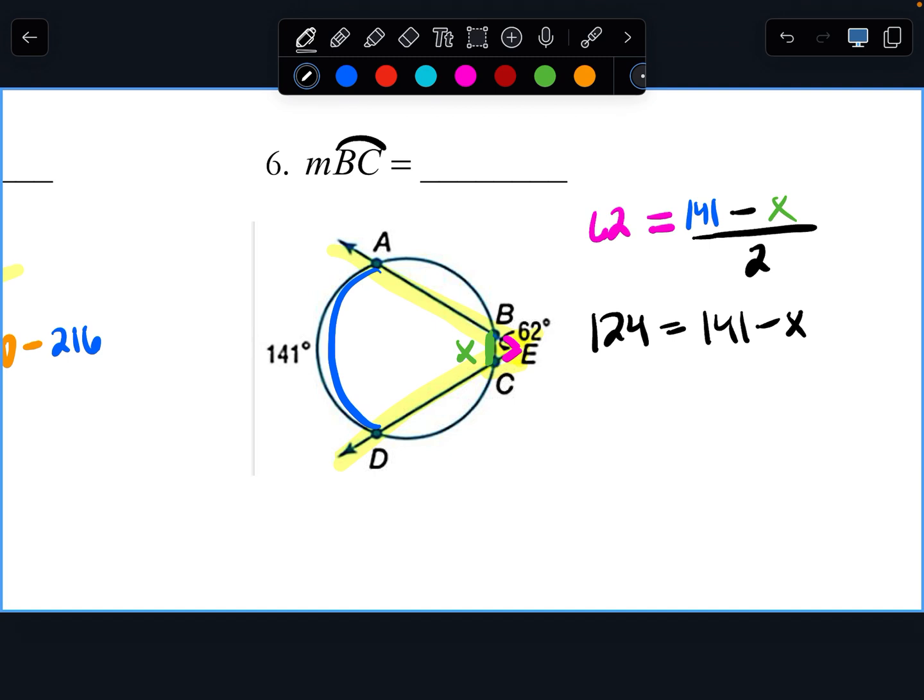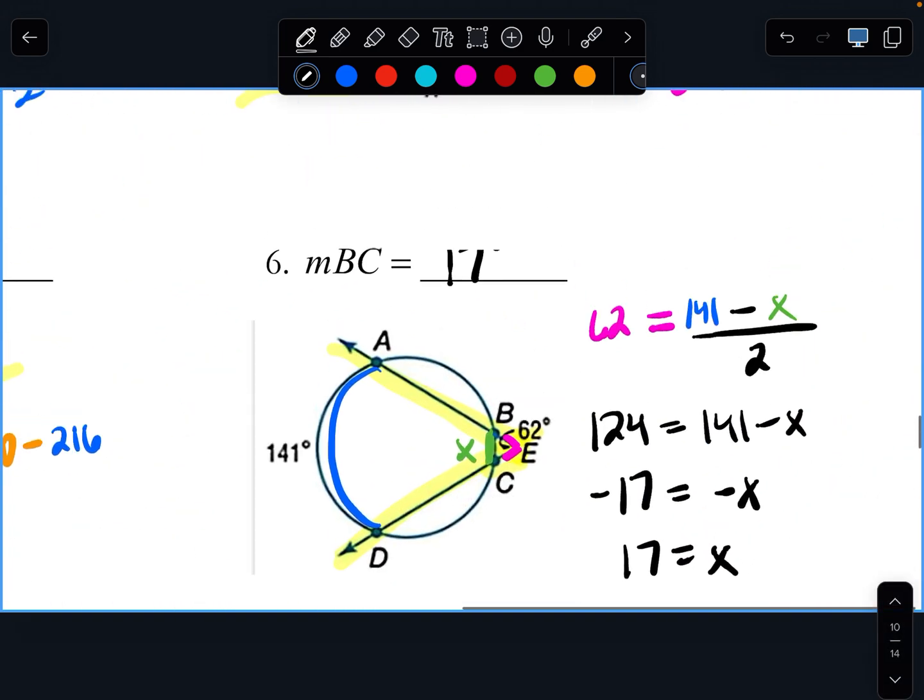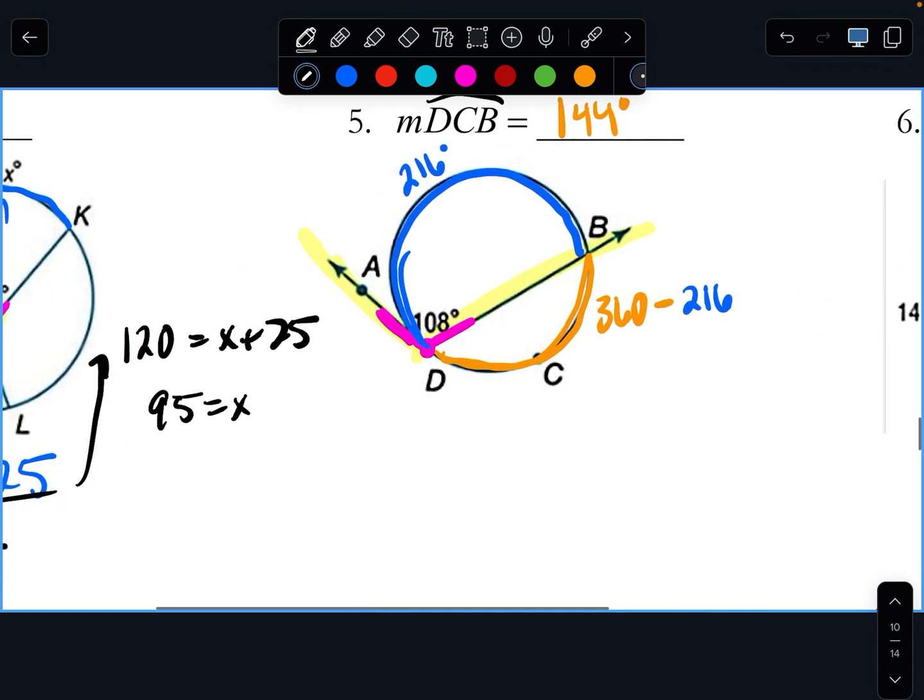I usually subtract the 141, so you get negative x, and then, what is that, 36 or something? No, that doesn't make sense, 17. Whoa, we're having issues today. So negative 17, but then you get 17. Great answer. Okay. Oh, degrees I gotta put. So, that's it. Okay. Any questions so far?